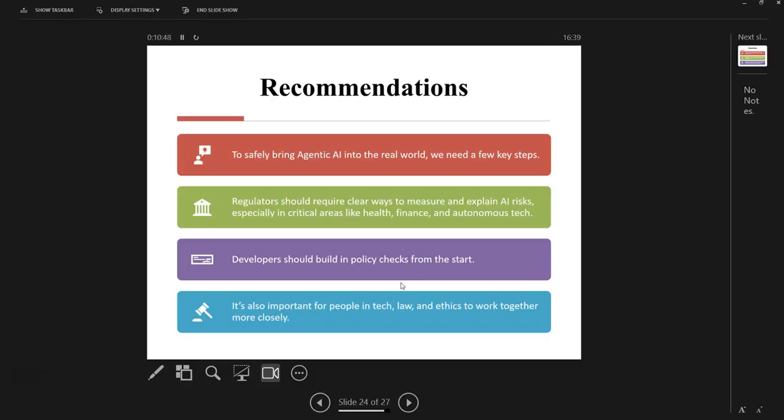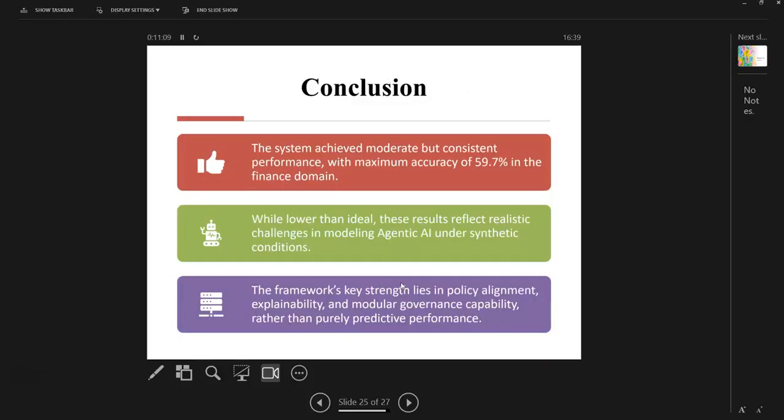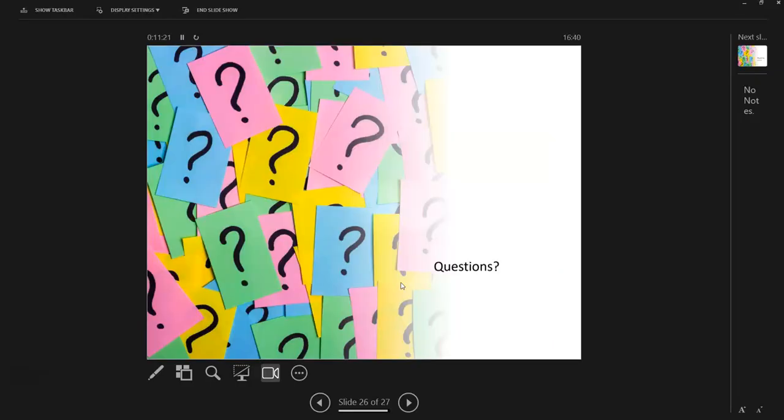To safely bring agentic AI into the real world, we need a few key steps. Regulatory considerations should be brought into health, finance, and autonomous tech. Developers should build in policy checks from the start, and it is important for people in tech, law, and ethics to work together more closely. I would like to conclude that the framework's strength lies in policy alignment, explainability, and modular governance capability rather than purely predictive performance.